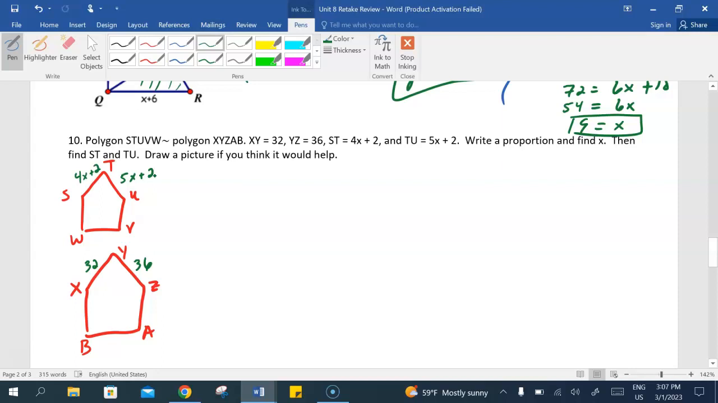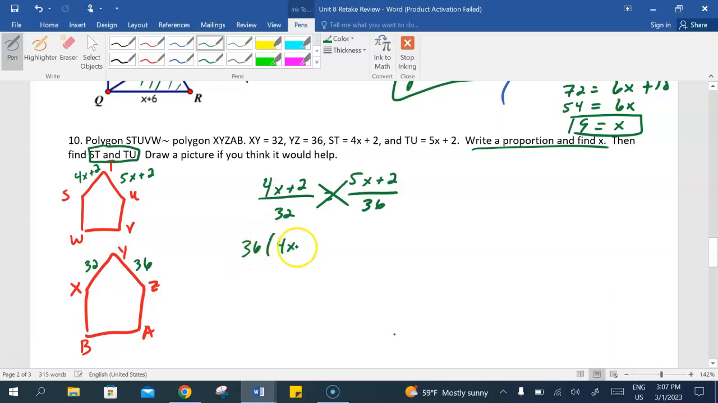Okay, so you are going to write a proportion and find x. Then we have to find ST and TU. Again, I drew the picture. It helps me. If it helps you, great. If it doesn't and you just want to go by the statement, then you can do that as well. I'm going to go with 4x plus 2 corresponds with 32, and 5x plus 2 corresponds with 36. Cross multiply. So I have 36 times 4x plus 2 equal to 32 times 5x plus 2.